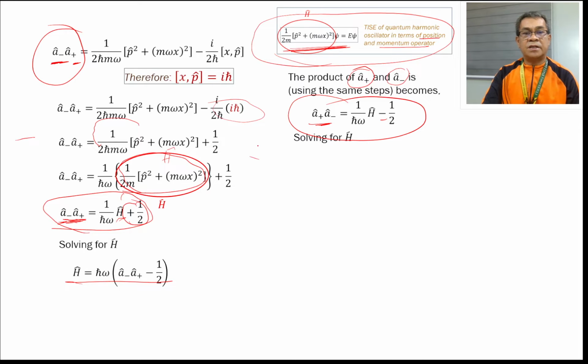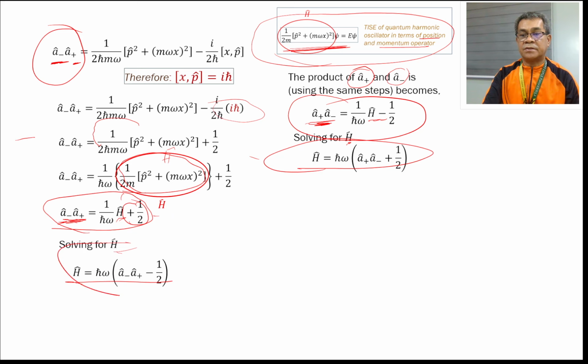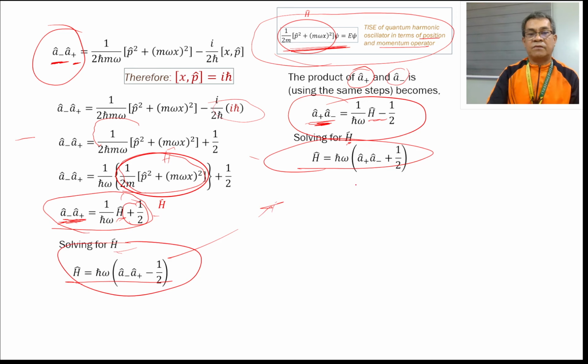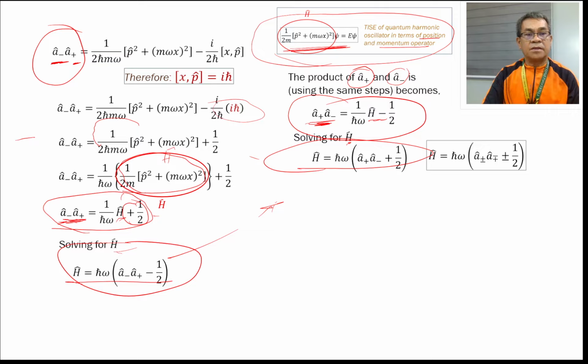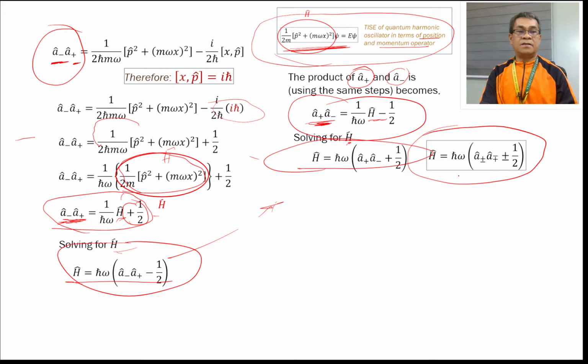So in other words, there are two. We can solve again for the Hamiltonian operator in terms of the ladder operator, and then we have this. We have two values for the Hamiltonian operator. So this is the Hamiltonian in terms of the ladder operator. If we have raising times lowering, then we have plus one half. If we have lowering times raising, then we have negative one half. Okay, so this is it.